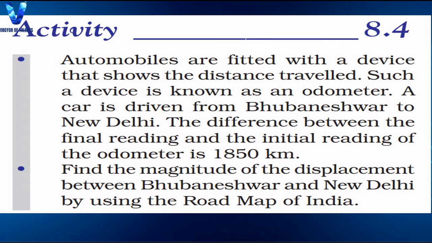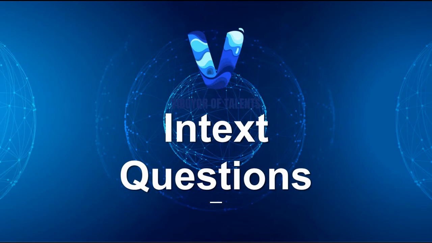It is very simple. First, locate the cities Bhubaneswar and New Delhi on the India map. Look at the scale before calculating. Just place a ruler, check the length, and multiply it with the scale, and you get the displacement. It's so easy, right? So now let's look at the in-text questions.